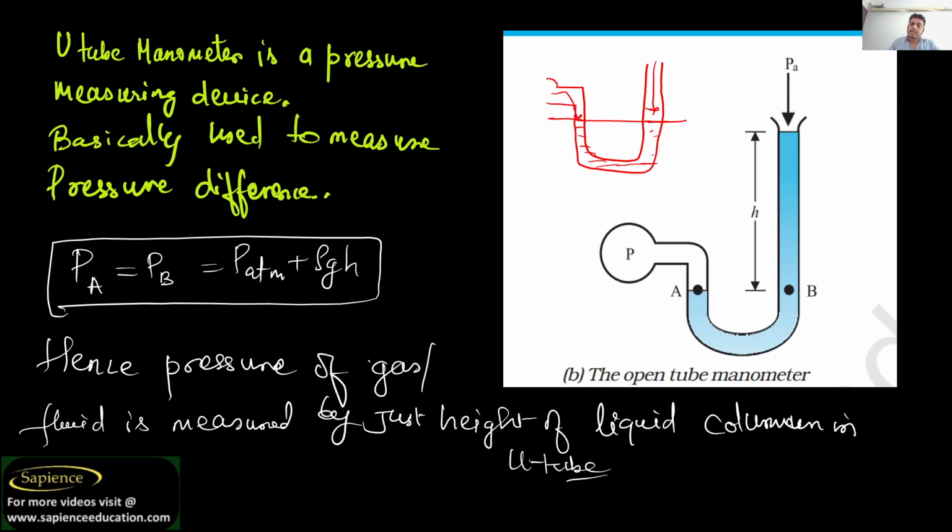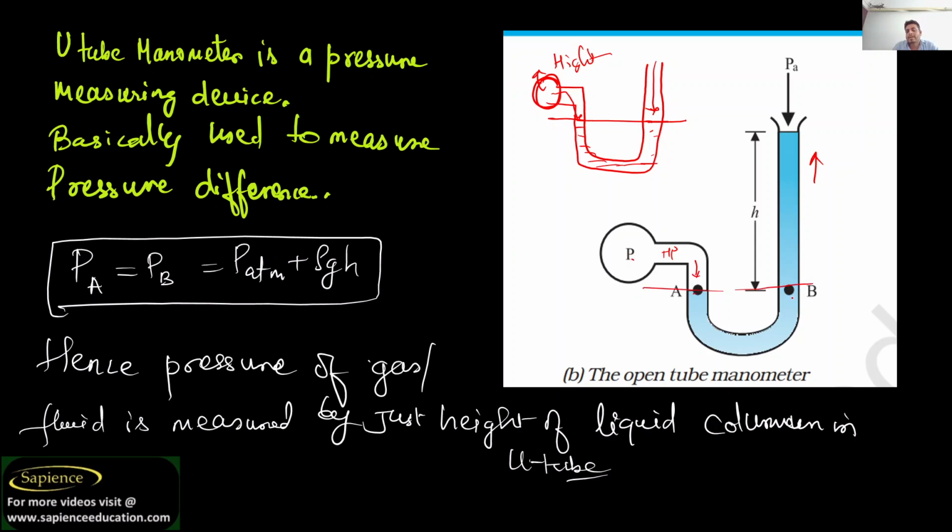But as soon as you connect this with the pipe, what will happen? Suppose the pipe has a high pressure. If it is at a high pressure, it will try to push the liquid, and due to this, this side the liquid will go down and this side the liquid will rise, till there is a pressure balance. So from this, what can we see here?